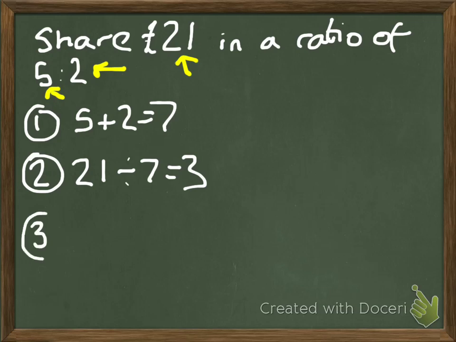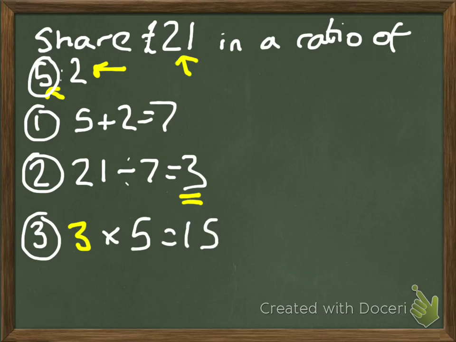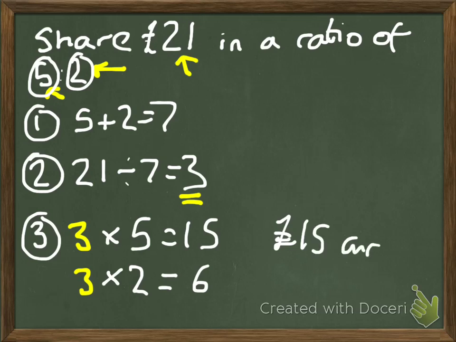Step 3, the final step, is to take our answer to step 2, that's our £3, and multiply it by the two parts of the original ratio. So we're going to do 3 times the 5, which was the first part of the ratio, which is 15, and we're going to do 3 times the 2, which was the second part of the ratio. 3 times 2 is 6, so we get our two answers. Our two answers are £15 and £6. Notice I haven't written the answer as a ratio, which is a mistake a lot of people make. So the answer is £15 and £6.